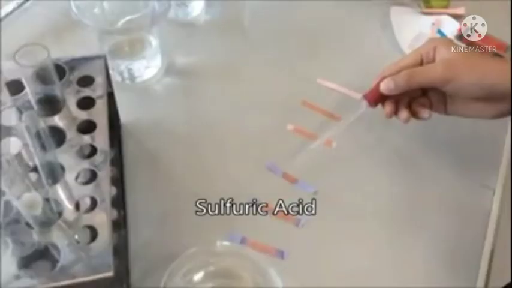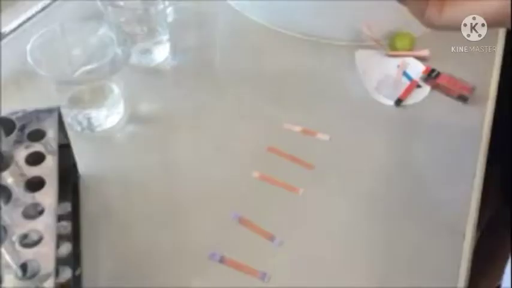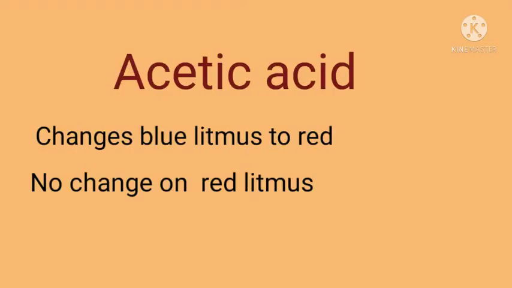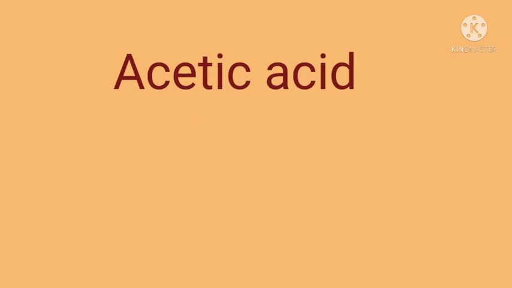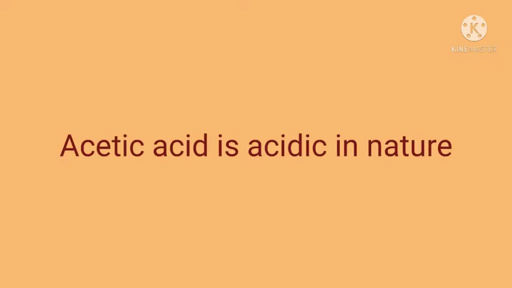Now the next acid we have to take is sulfuric acid. Again we can add a drop of sulfuric acid on blue litmus paper. So we can see the color change from blue to red. But when we add a drop of sulfuric acid on the red litmus paper, there is no change in color. It shows that sulfuric acid is also acidic in nature. Like this, when we test acetic acid also, we can observe that it changes blue litmus paper into red, but there is no change on the red litmus paper. It indicates that acetic acid is also acidic in nature.